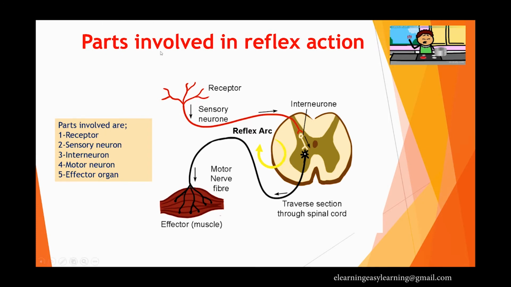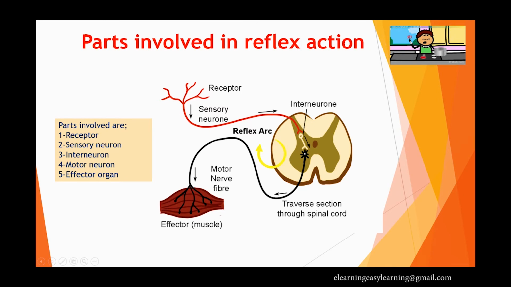To do these actions, 5 parts are involved. First is a receptor, second sensory neuron, third is interneuron, fourth one is motor neuron, and last one effector organ. Now you can see all these parts in this picture. Look at this example once again. The person is withdrawing his hand on touching a hot object. Here the stimulus is heat.